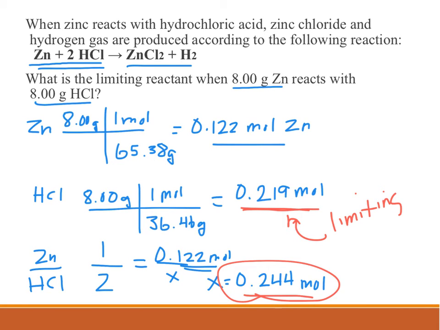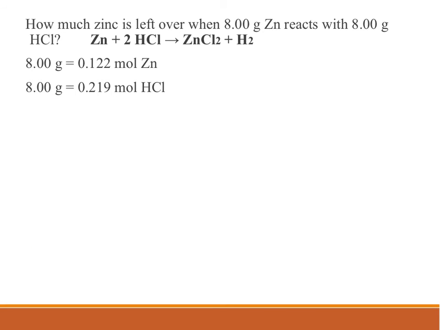So after you do the calculations, you need to go back and compare it to what you have in order to logically decide which one of these 2 reactants is going to limit the reaction. Now, often you are asked to go on even further after you've done the calculation, determined what is the limiting reactant, then you're asked to figure out how much is left over. So how much zinc is left over.